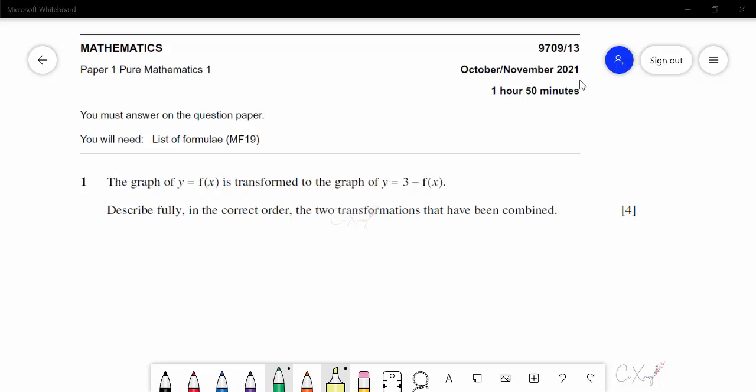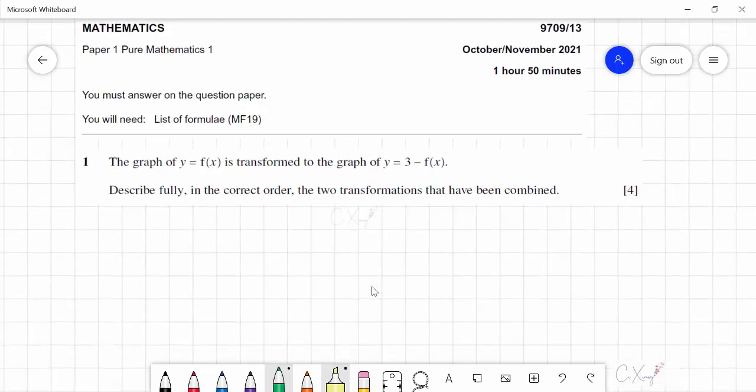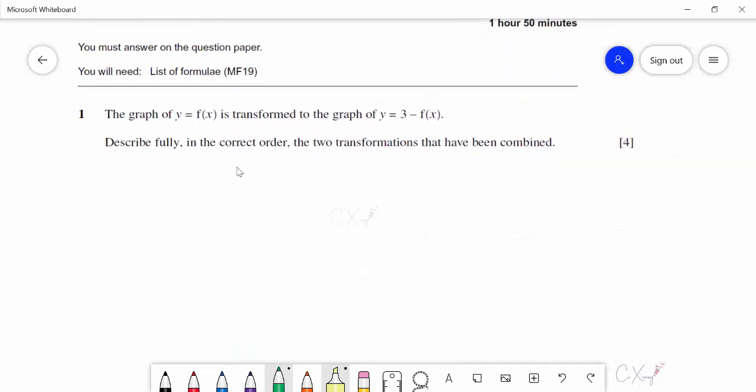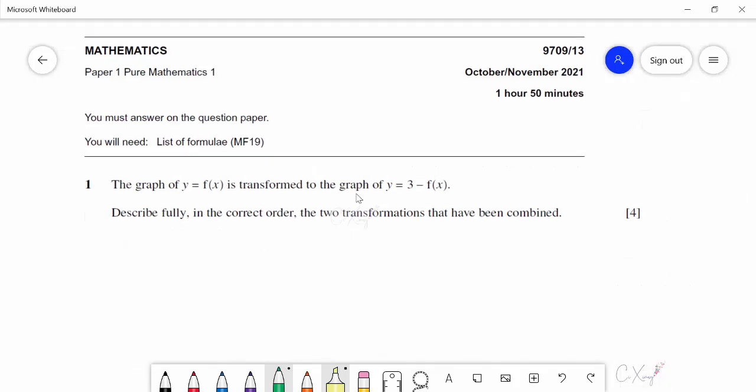Okay, so for this video, we are going to discuss the October-November 2021 paper, Paper 1-3. For this paper, the first question, they give us a graph, and then it is transformed to this equation. Describe fully, in the correct order, the two transformations that have been combined.